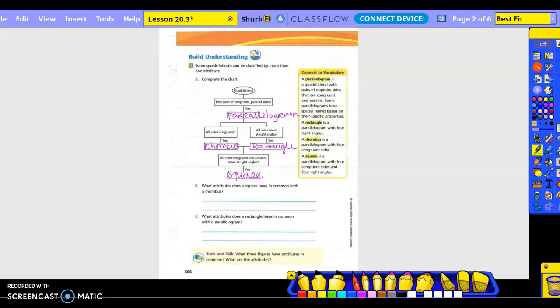Can a rectangle be a square though? No, because it doesn't have 4 equal sides. What attributes does a square have in common with a rhombus? So both have 4. They both have what? 4 congruent sides. They're asking to compare a square and a rhombus, not a square and a rectangle. So what do a square and a rhombus share in common? They all have 4 congruent sides.